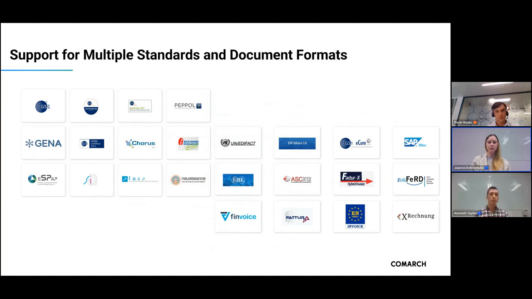Then there are sector-specific organizations, meaning organizations specific to industries like the automotive industry, as well as global formats. So you want a company that can support different formats, whether it's the formats in Germany or the formats in Poland. Having one provider that can do all of these is really helpful for your approach.